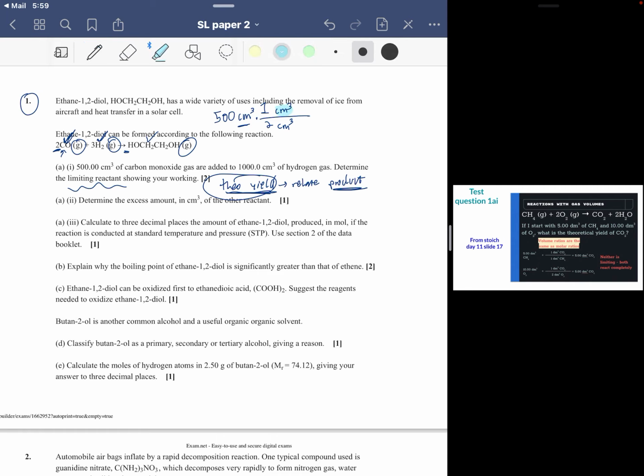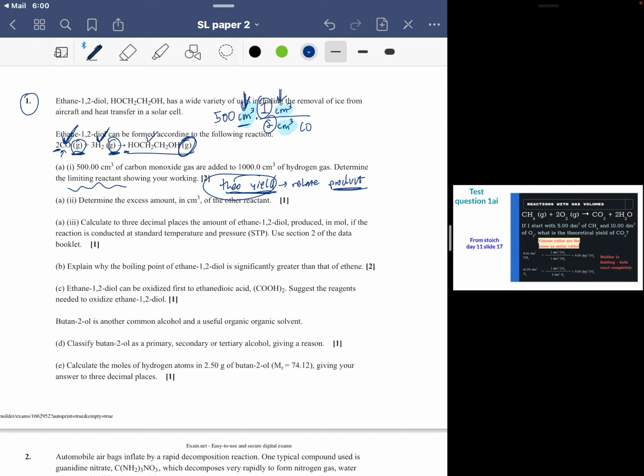Some issues I saw here: some people tried to write moles, but you hadn't actually converted to moles, so you lost a mark for that. You are comparing volumes directly using coefficients if you have a gas. 2 centimeters cubed of carbon monoxide and 3 centimeters cubed of hydrogen gas yield 1 centimeter cubed of ethane-1,2-diol. Because with gases, the volume always has the same number of moles, regardless of the gas type.